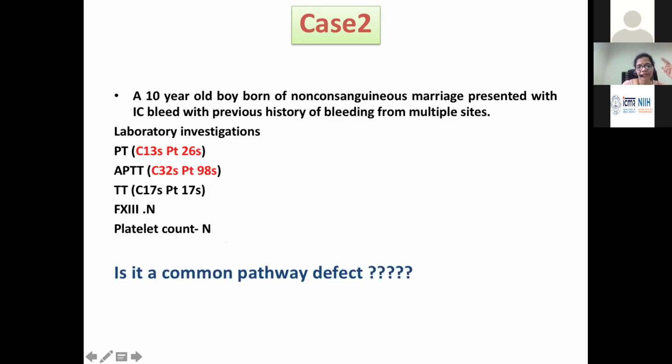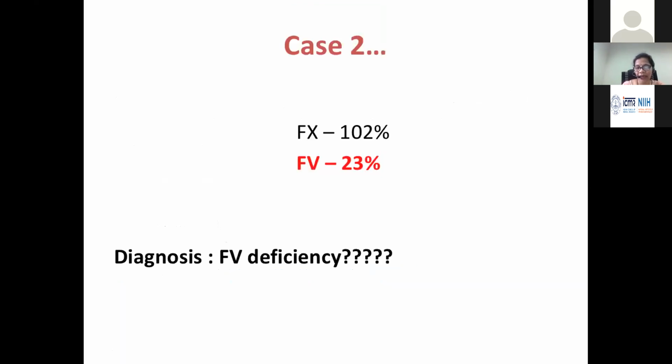So as per the strategy, when both are prolonged with a definitive bleeding history, you look for the common pathway factors, that is factor 10, factor 5, factor 2. Now, depending on the commonality, you take up the first factor, that is factor 10. Factor 10 is normal, factor 5 is 23%. So are you going to confirm the diagnosis of factor 5 deficiency here? Or are there any other conditions where factor 5 can be reduced and PT and APTT can be prolonged, but it may not be factor 5 deficiency?